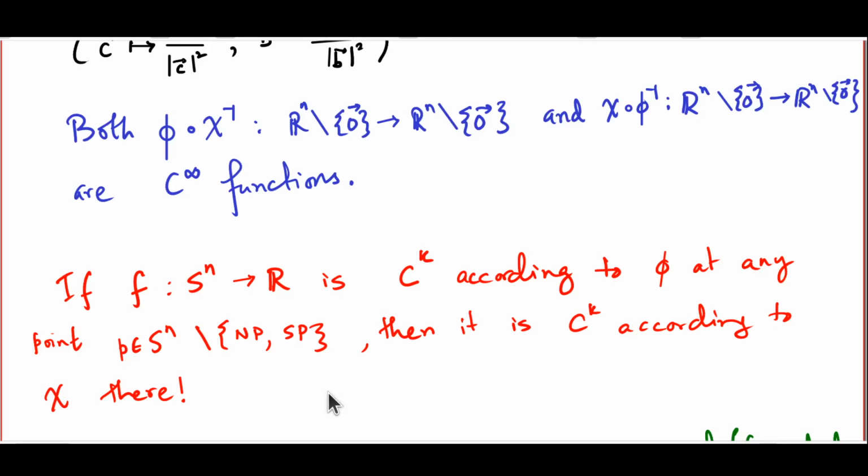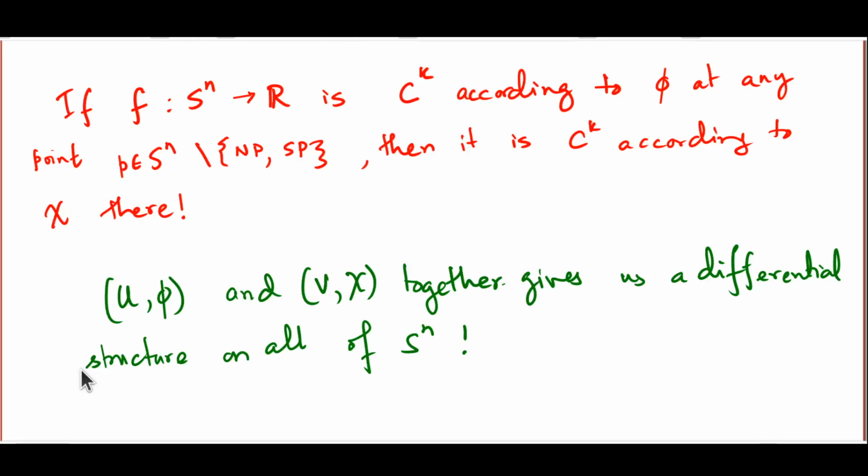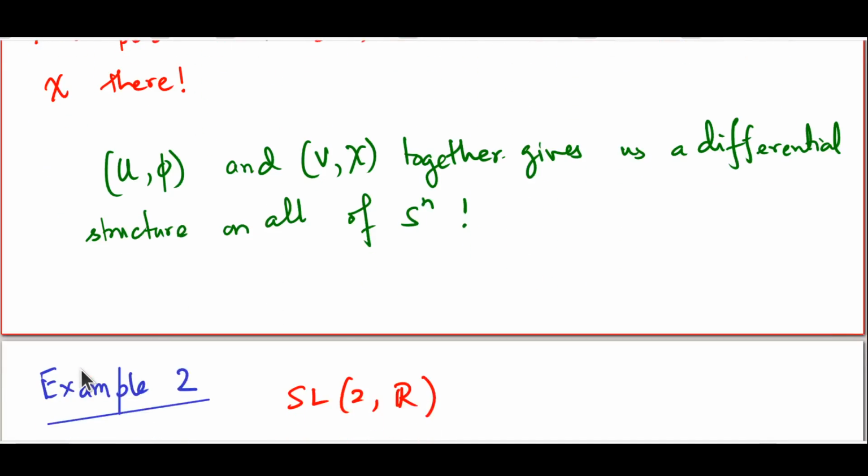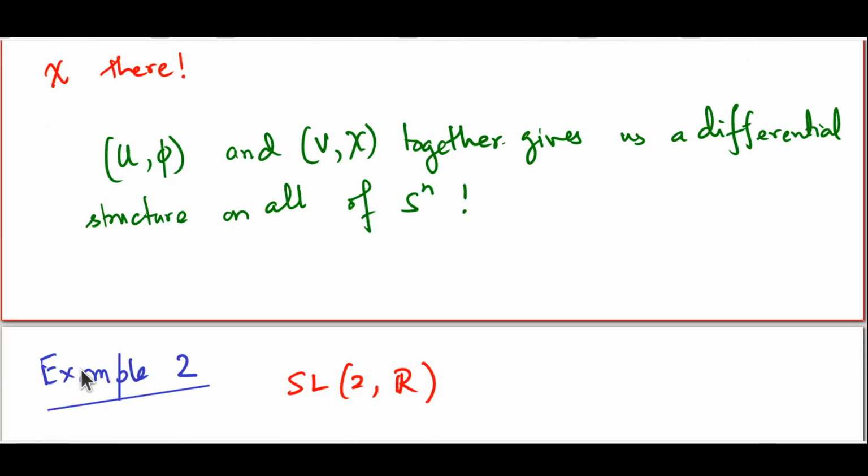For the second example of compatibility of charts, we will revisit another old friend. The set SL2R, the group of all 2x2 matrices with unit determinant. Of course, real matrices. That's the R in SL2R. Once again, we have already found two charts whose domains cover the entire set SL2R in a previous lecture.